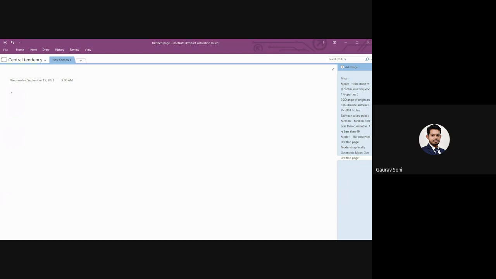Quickly, one example on the same. Find the geometric mean of 2, 8, 20, 62, 54.